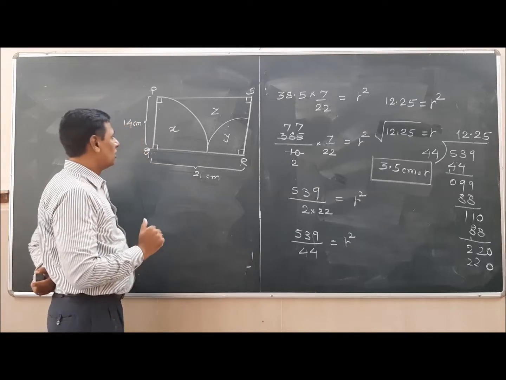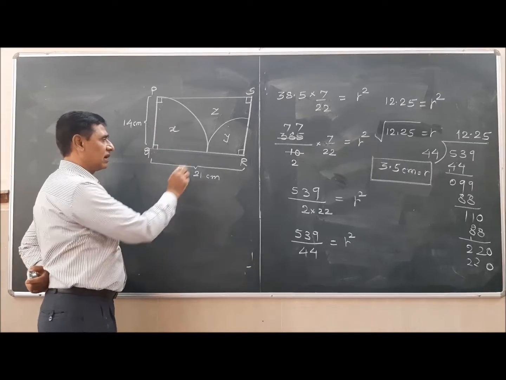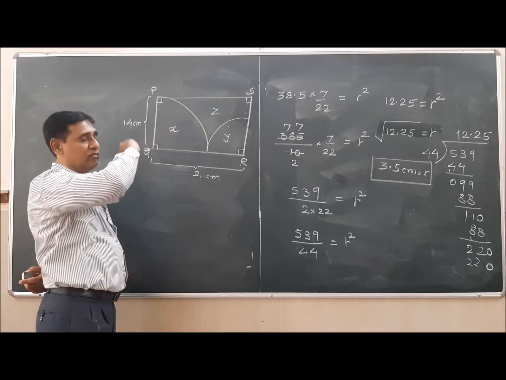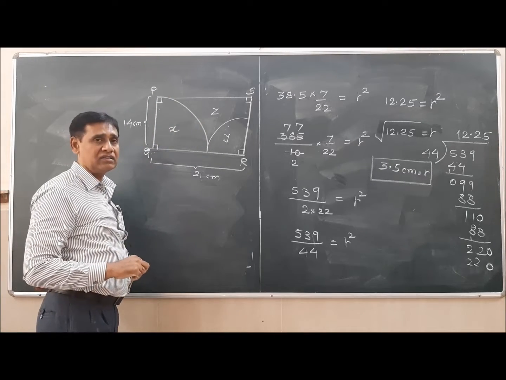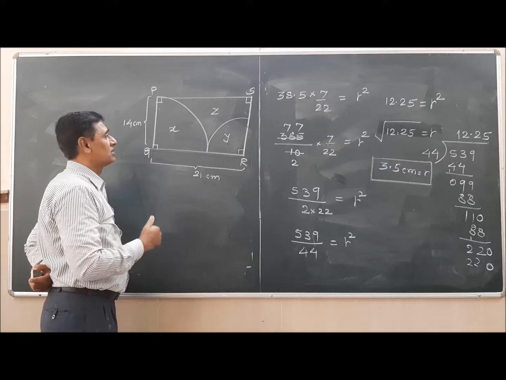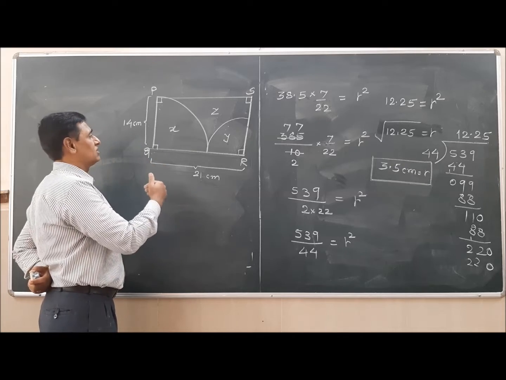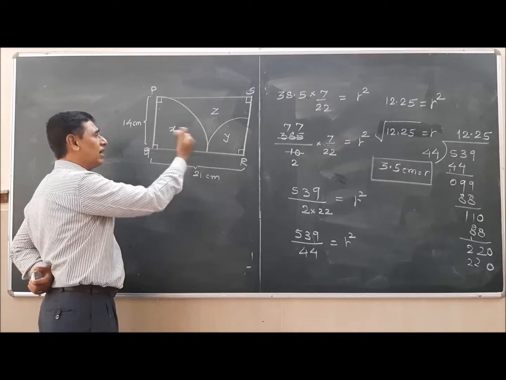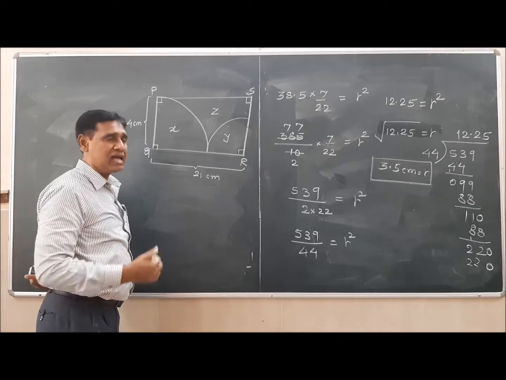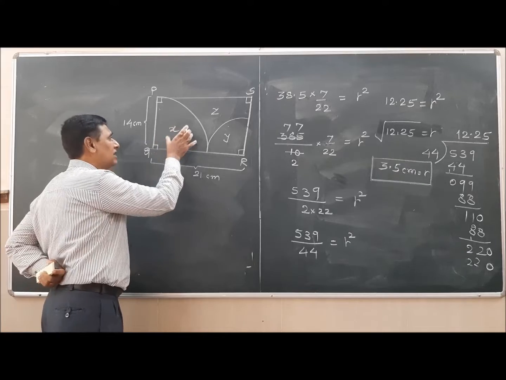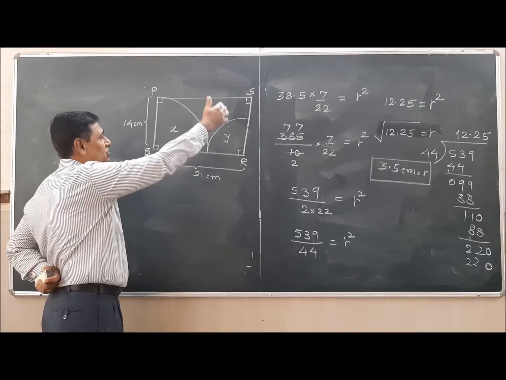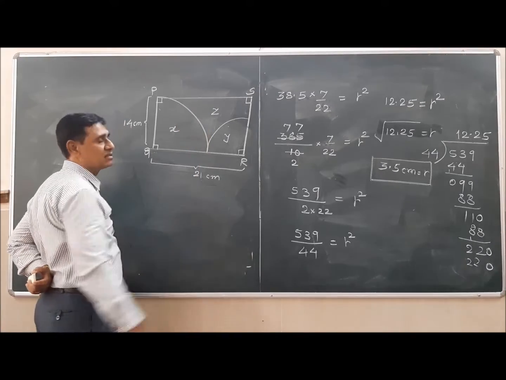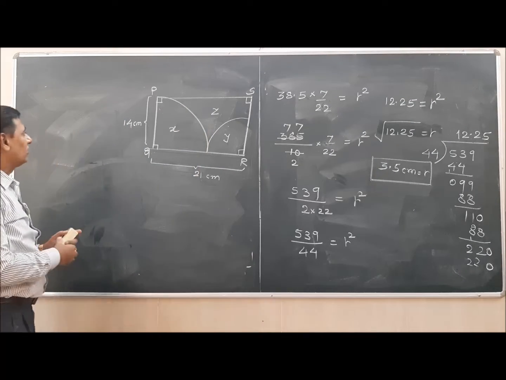So what I'll do, I'll calculate the value of X, I'll calculate the value of Y. I will also calculate the value of rectangle PQRS. Then whatever value I get of X and of Y, I will add them, and the added values of X and Y, I am going to subtract from the area of the rectangle so that I get the value of Z. Let's see how we can do it.